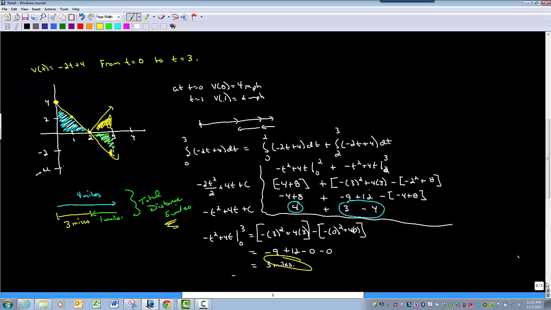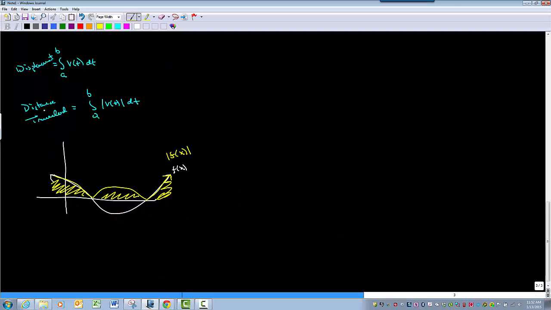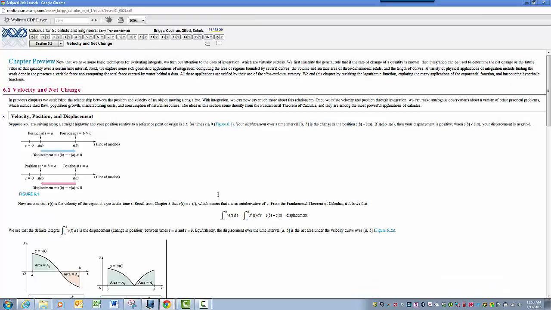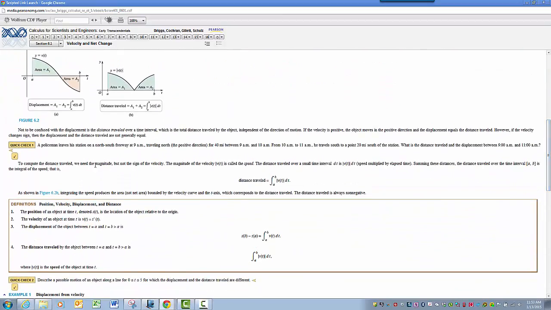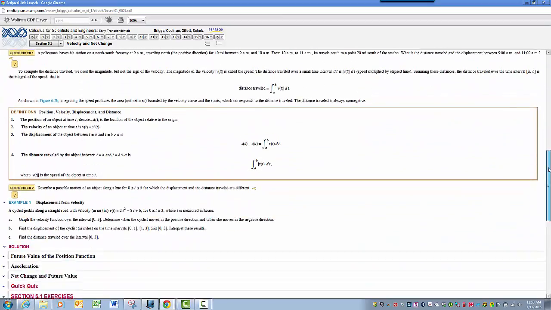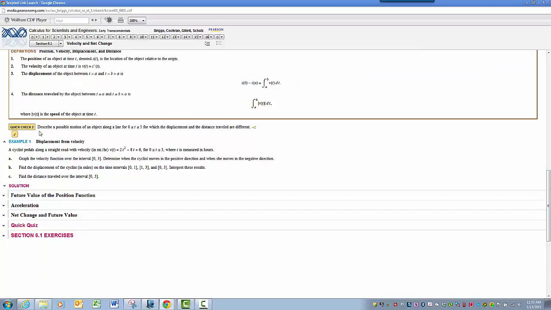So, again, to recap, for displacement, you want to integrate your velocity function over the time interval. If you want the total distance that an object travels, you integrate over that time period, but you want the absolute value of the function. So hopefully now if you go back and look at your textbook, this conversation should make complete sense. You should be able to read through all this, which I would recommend doing. Read through it and try these example problems.